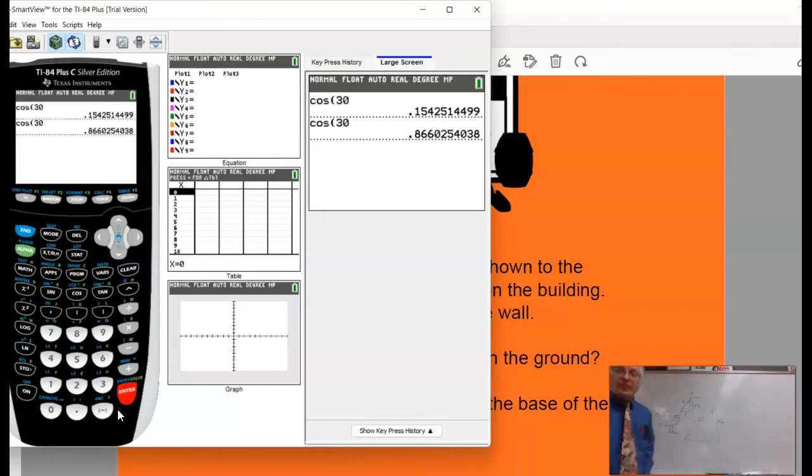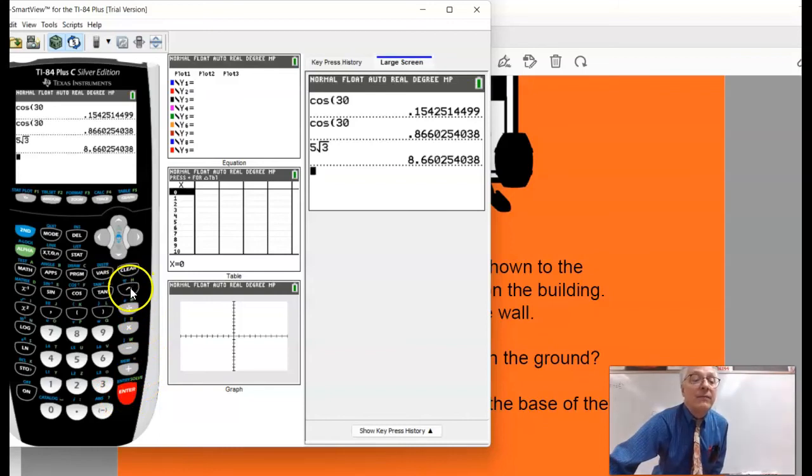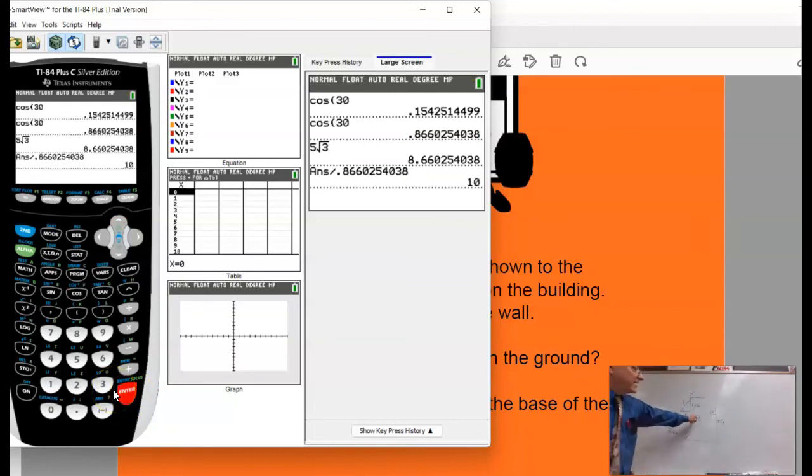So go ahead and do it. 5, and then I'm going to multiply that by the square root of 3. And I'm going to divide that by 0.866. And you get 10. So the length of the ladder is 10 units.